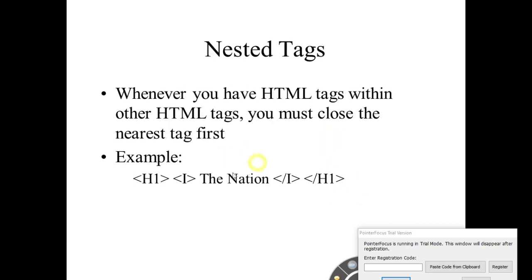Nested tags. Whenever you have HTML tags within other HTML tags, you must close the nearest tag first. For example, I have an h1 tag and an italic tag around my text. I want to display this text in the website, so I write the closing tag for the italic tag first, then the closing tag for the h1 heading tag. This is the format you have to use for closing nested tags.